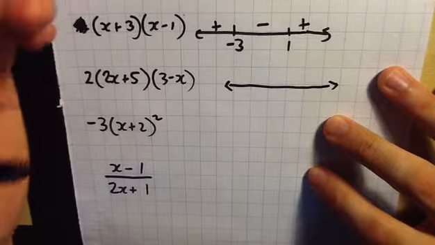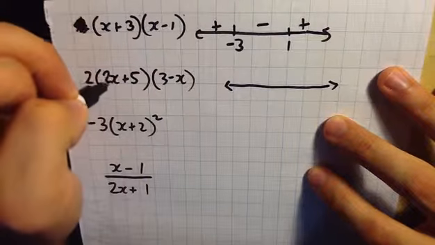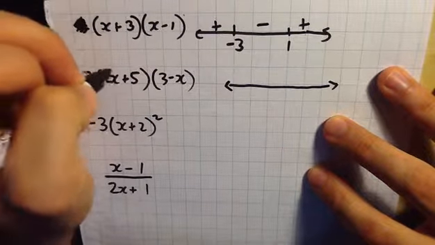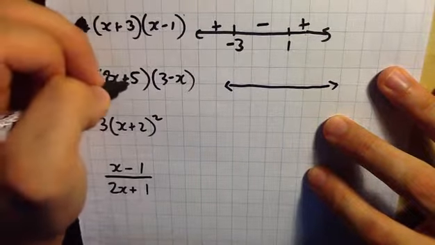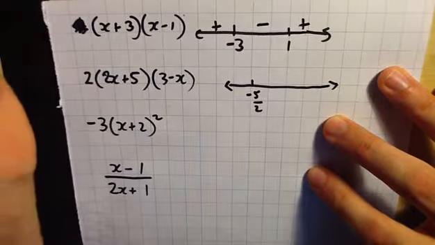Again, I look at what would make this function 0. So let's look at this bracket. And you can see that if I made x negative 5 on 2, this bracket would become 0. How am I getting that? You just do 5 over 2 and you change the sign here. So I know negative 5 on 2 is a critical value.